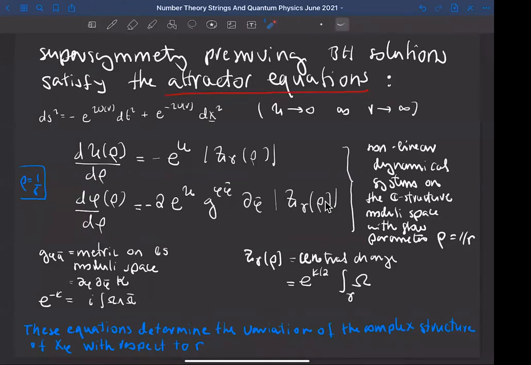So what matters for us today is that this is a nonlinear dynamical system on the complex structure moduli space with flow parameter rho, right? These equations will determine the variation of the complex structure of the Calabi-Yau with respect to the radial coordinate R.